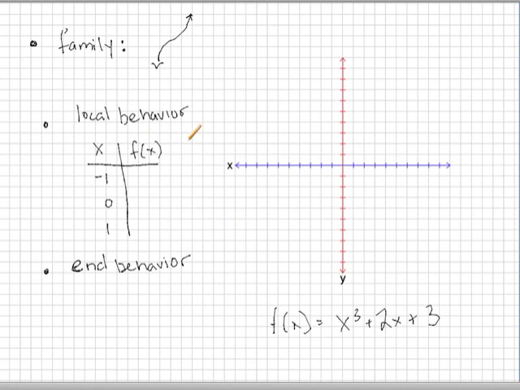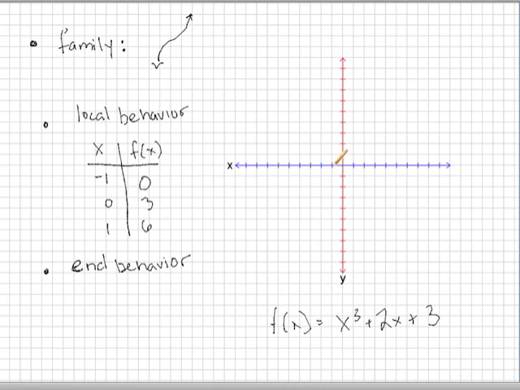So the next thing we're going to look at is our local behavior. That sounds kind of complicated, but all it means is we're looking at what the graph is doing as we're close to the origin. So as you can see, I've chosen a few points close to the origin here, -1, 0, and 1, and we're just going to plug those into our function. So if you plug in -1, you'll see that we end up with 0. If you plug in 0, we end up with a y-intercept. That's y equals 3. And if you plug in 1, we end up with 6.